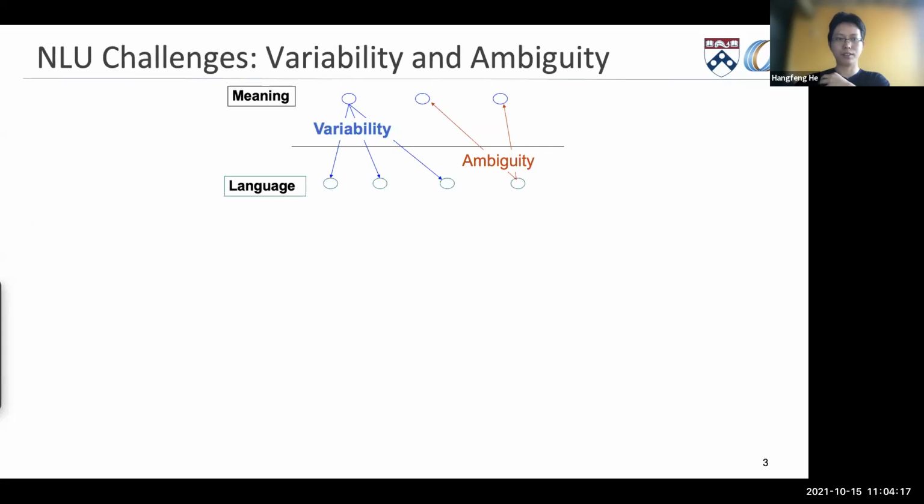However, there are a lot of difficulties in this direction. For instance, the complex mapping between the meaning space and the language space. As we can see, we can use multiple natural language expressions to express the same meaning, which is known as variability. At the same time, ambiguity means that one natural language expression can have multiple meanings.